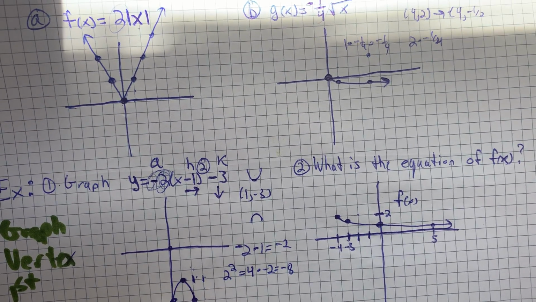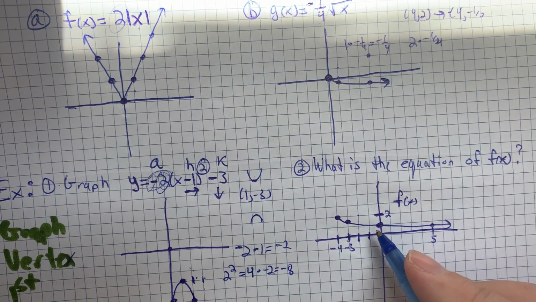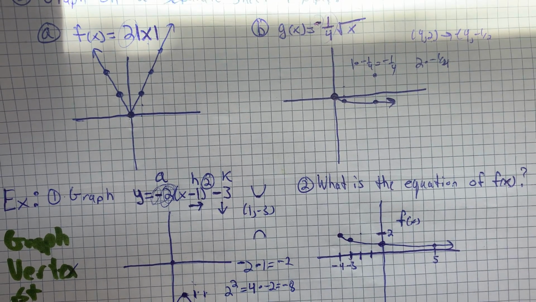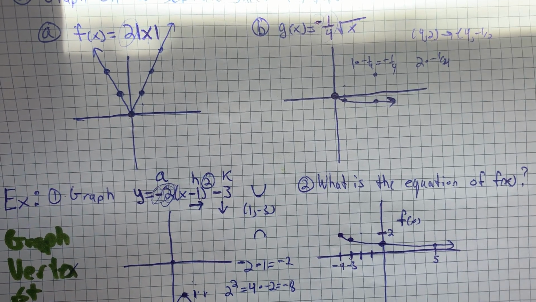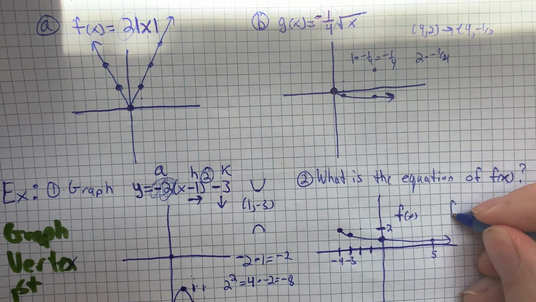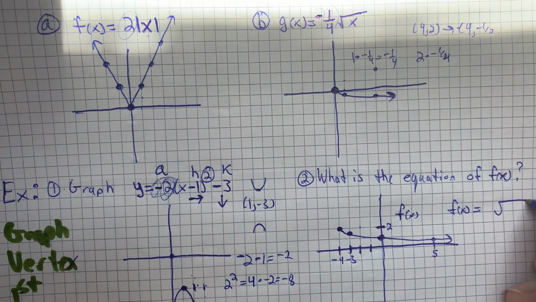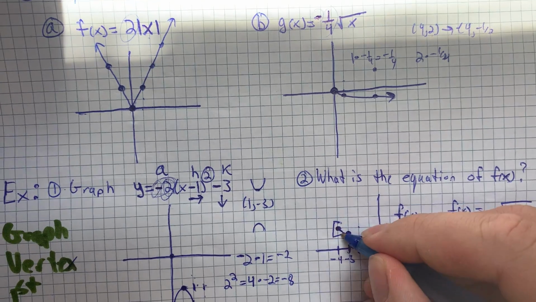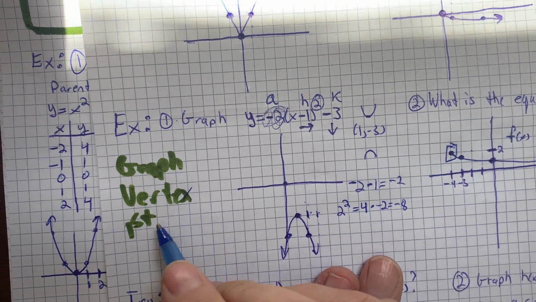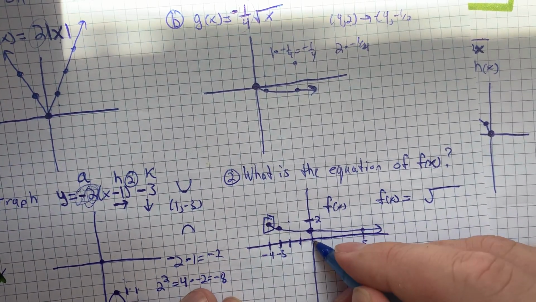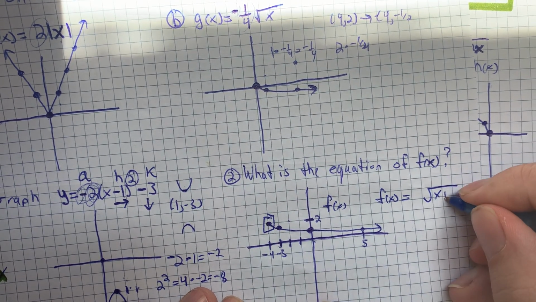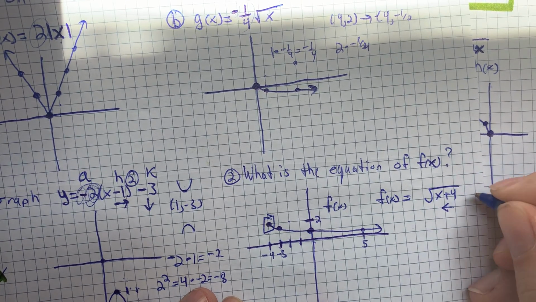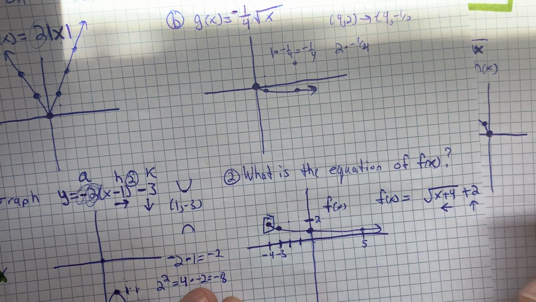Okay. What is the equation of f of x here? Okay, well, what we should notice is, what type of function is this? What is the parent function? We should know it's a square root parent function. So it's going to be f of x equals, and it's going to have a square root in it somewhere. The next thing I'm going to look at is the vertex. We're always going to identify the vertex first. And I see the vertex was 4 to the left and 2 up. So square root of x plus 4, that's 4 to the left and 2 up.